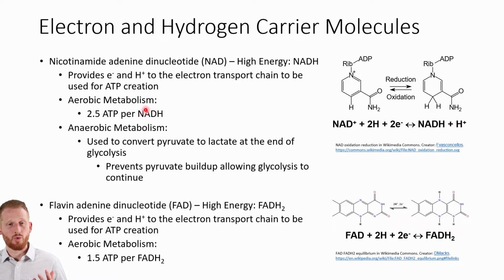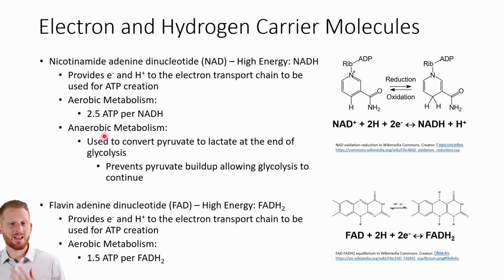And so when we pump the NADH into the electron transport chain, which is where we're going soon with this video, we end up getting 2.5 ATP molecules per NADH molecule that is broken down. However, that is not the only way we can use NADH. We can also use it anaerobically.